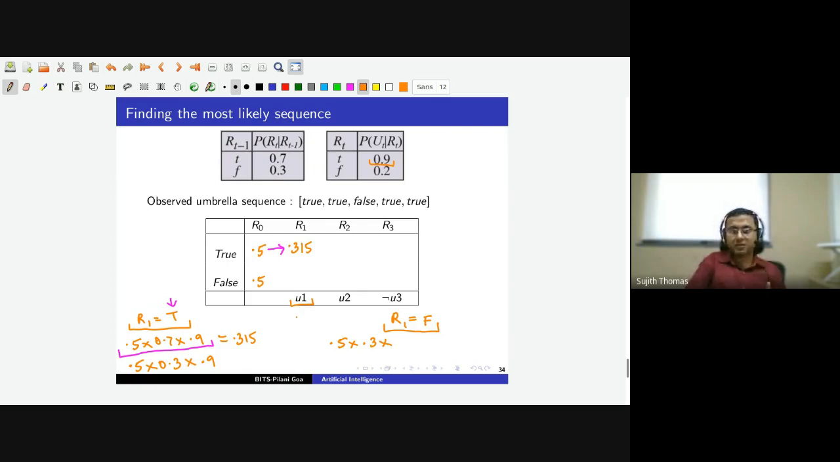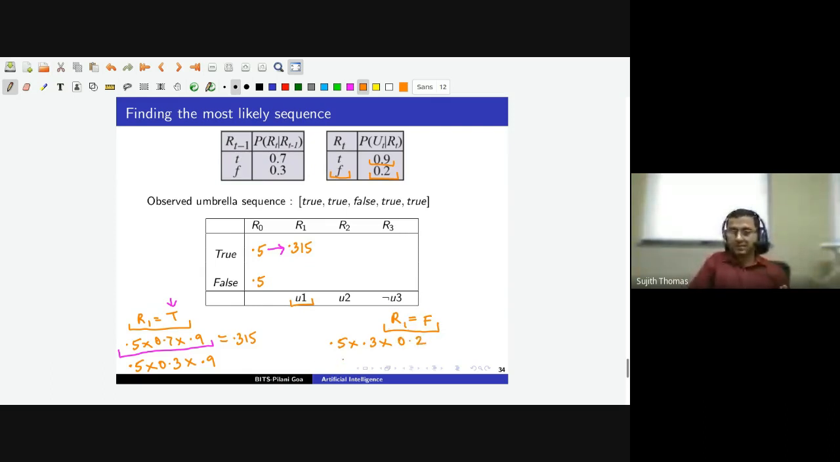And now what is the probability of observing the same observed variable? Observed variable is fixed. We will not change that. So what is the probability of observing U1 is equal to true? So now R1 is false. And what is the probability of observing U1 equal to true? It is 0.2. So we'll multiply this by 0.2.